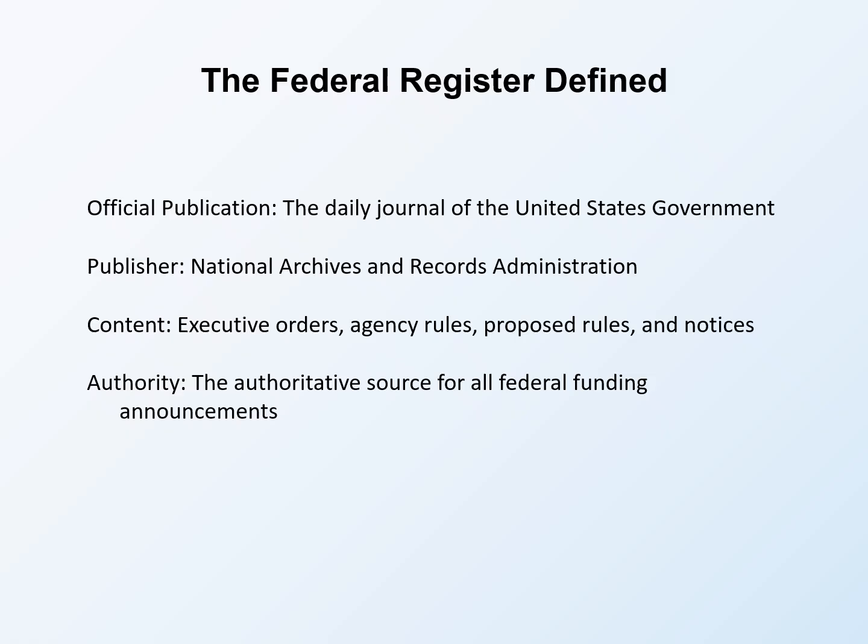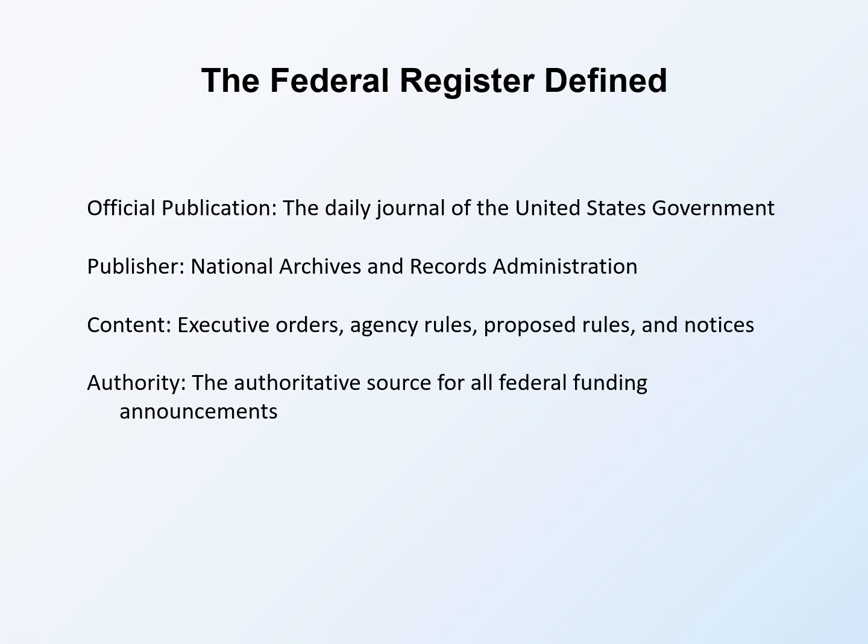Content in the Federal Register includes executive orders from the President, agency rules and regulations, proposed rules open for public comment, and notices including Notices of Funding Opportunity, or NOFOs. For grant seekers, the Notices section containing NOFOs is most relevant, but understanding the broader context helps you recognize the Federal Register's comprehensive role in government communication.